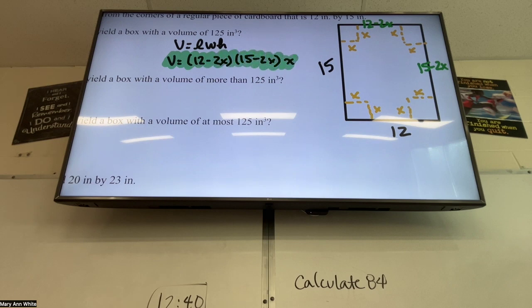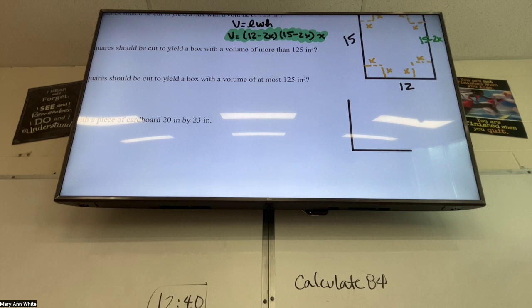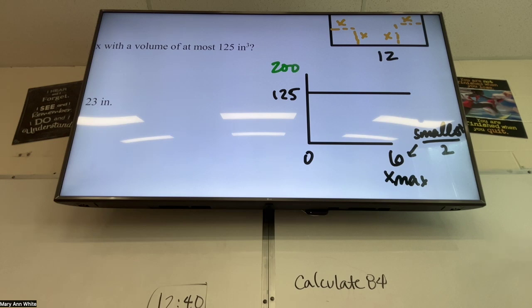Okay, before we get to our calculator to graph that, because I might run out of time, my window for this, you guys told me that I couldn't cut more than 6 off. Whatever the smallest side divided by 2, that's going to be my x max. I can't go bigger than that. Now we know that my problem is asking about this 125. So my y max should probably be at least 150, 200, something like that. But that's going to be kind of the windows that I'm going to input in.